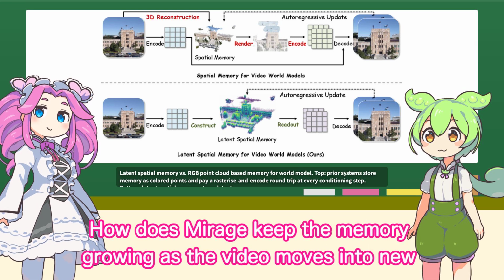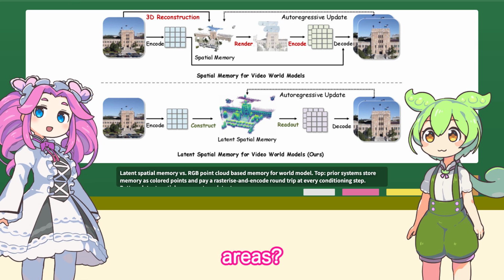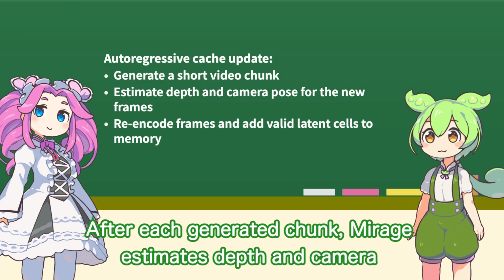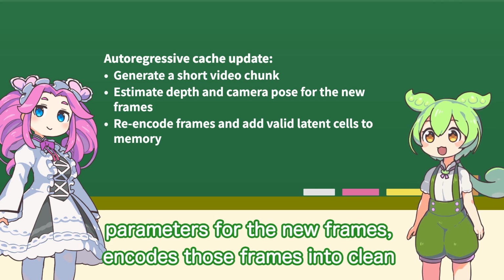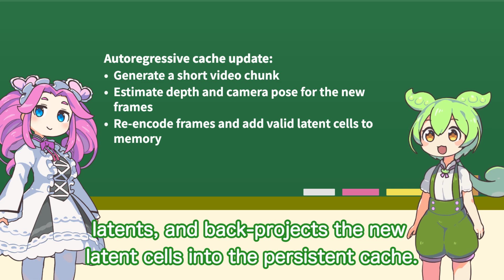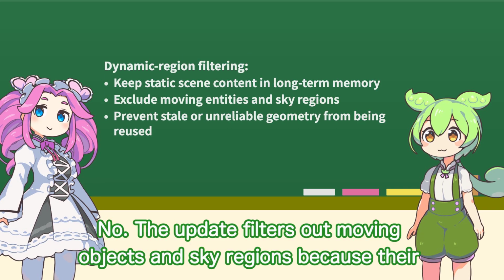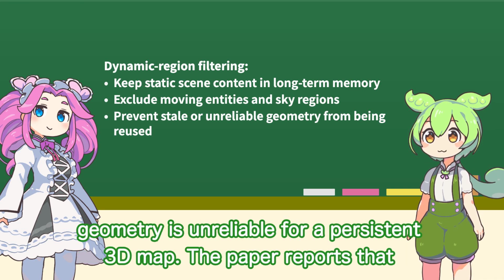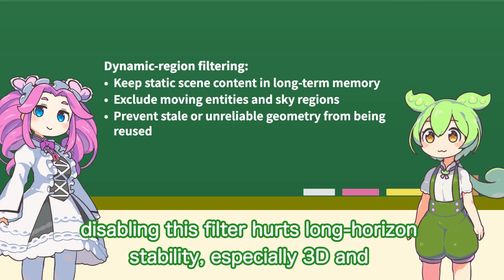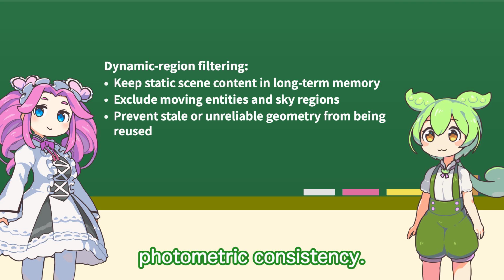How does Mirage keep the memory growing as the video moves into new areas? After each generated chunk, Mirage estimates depth and camera parameters for the new frames, encodes those frames into clean latent tokens, and back projects the new latent cells into the persistent cache. Does it add everything it sees into the long-term cache? No, the update filters out moving objects and sky regions because their geometry is unreliable for a persistent 3D map. The paper reports that disabling this filter hurts long horizon stability, especially 3D and photometric consistency.